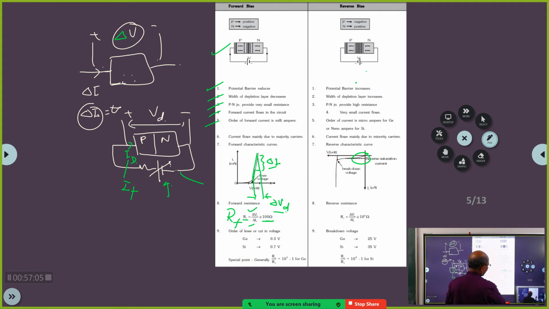Here also, who will explain this part of the curve? Sir, that part I don't like.